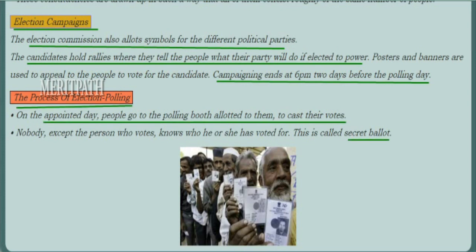Next is the process of election known as polling. On the appointed day, people go to the polling booth which is allotted to them to cast their votes. Nobody except the person who votes knows who he or she has voted for. This is known as secret ballot. In this image we see people holding their voter ID card and standing in a queue for voting.